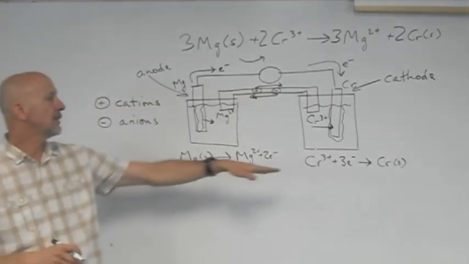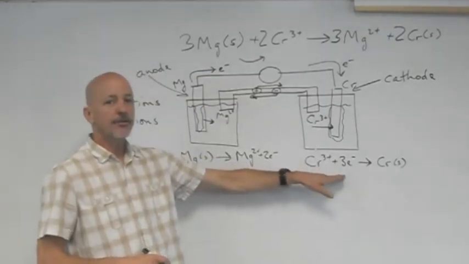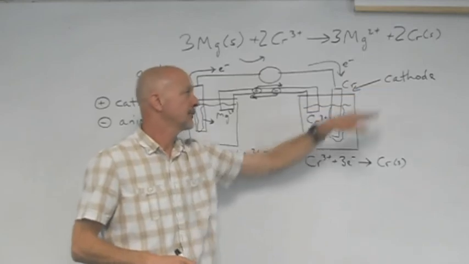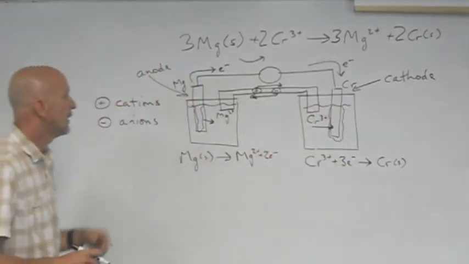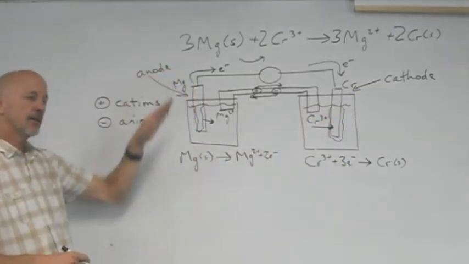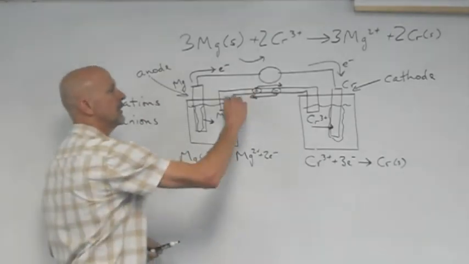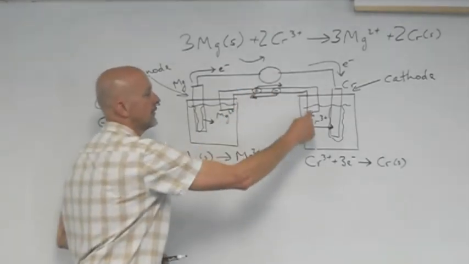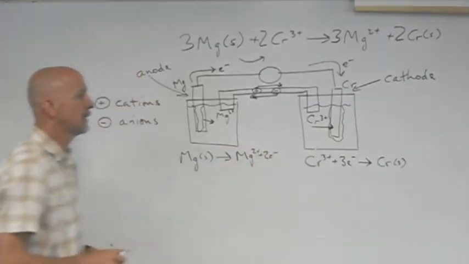So in the cell where reduction is happening, that is the cathode. Reduction happens at the cathode. Oxidation happens at the anode. And the easiest way to remember is what's going on in my salt bridge. Positive ions are going this way, cations are going this way. That's the cathode.